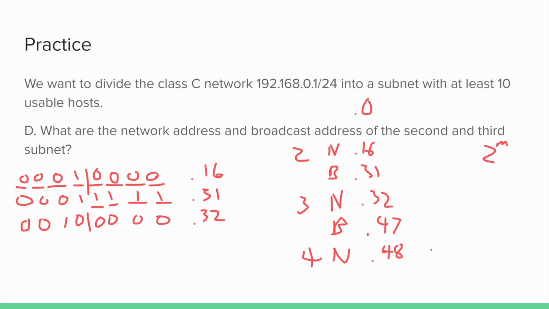So that's a quicker way to do it than writing them all out and converting it back to binary. But both of them will get you the correct answers. And I should also mention that all of these are only referring to the last octet. All of these addresses need to be appended onto 192.168.0, and then you can have .16, .31, etc.